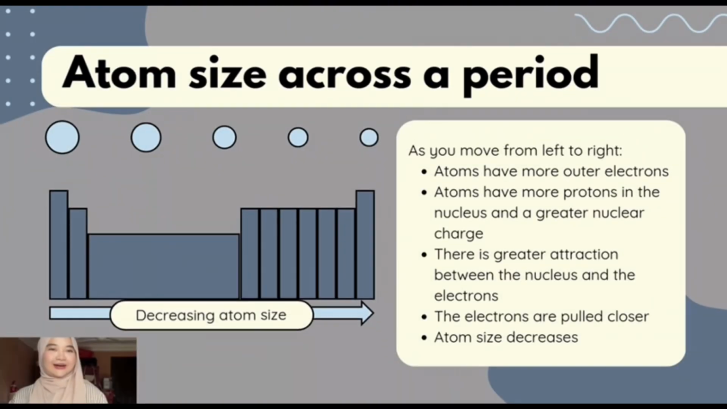Now, let's see how atomic radius changes across a row, or period, in the periodic table. For example, in period 2, lithium, beryllium, and neon, as you move from left to right, the atomic radius gets smaller. Why? Because more protons are added to the nucleus, which pulls the electrons closer. Even though there are more electrons, they are squeezed into the same energy level. It's like tightening a drawstring bag. The stronger the pull, the smaller it gets.